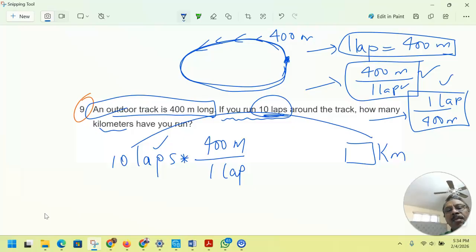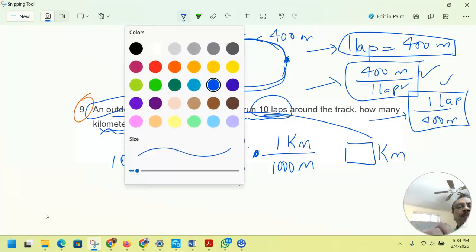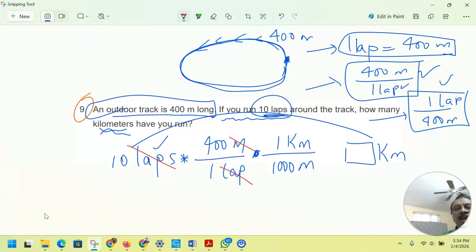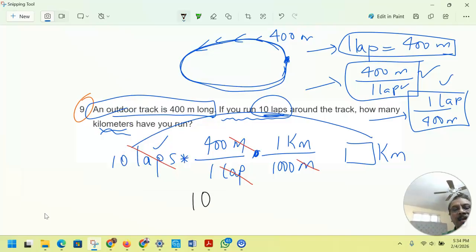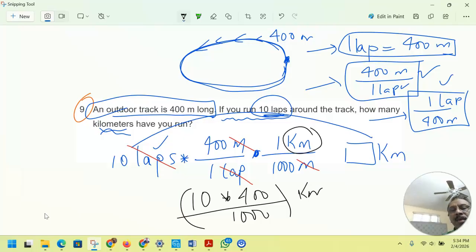Okay, that will help us to get in meters. But then you also have to have kilometers. So you have to have meters down, and 1 kilometer is 1,000 meters. So this is how. We can cross out lap and lap, meter and meter. So what you are left with is 10 times 400 divided by 1,000, and this whole answer will be in kilometers.